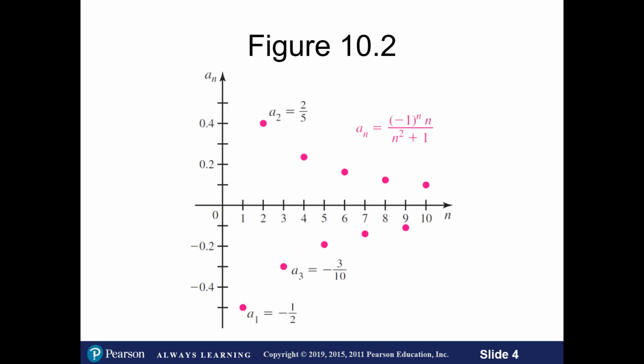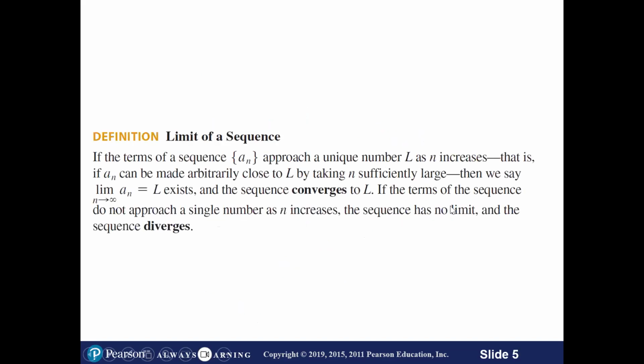But the magnitude of the terms shrinks as n gets larger, and we appear to be headed towards some value, right? The magnitude shrinks, so it looks like we're going to 0. So both of those are answering the question of what the limit of a sequence is.